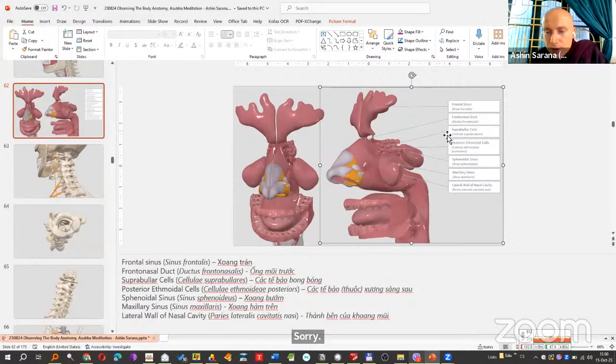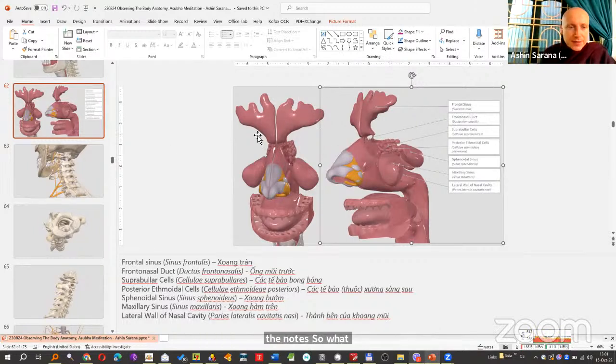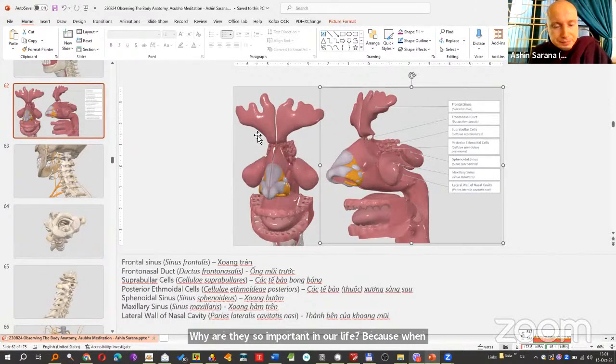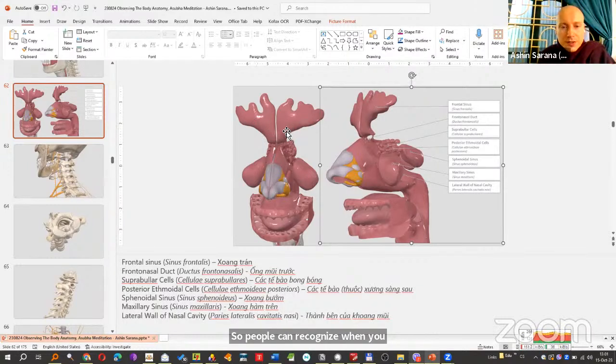Okay, and then we have here the so-called ethmoidal cells, which are the tiny little hollow spaces right behind the nose. So what happens with these? Why are they so important in our life? Because when we catch cold, they get swollen. And when they get swollen, our sound changes. So people can recognize when you catch cold because the walls of these hollow spaces get swollen. That means they enlarge, and as they enlarge, there's less hollow space. So the voice changes.